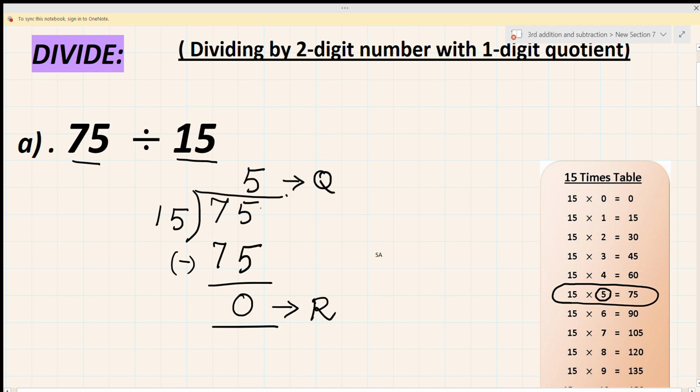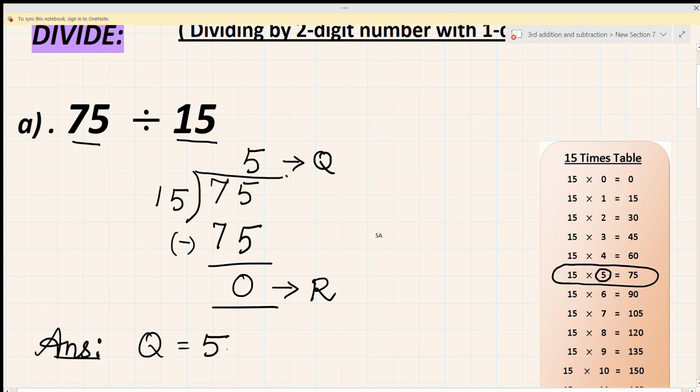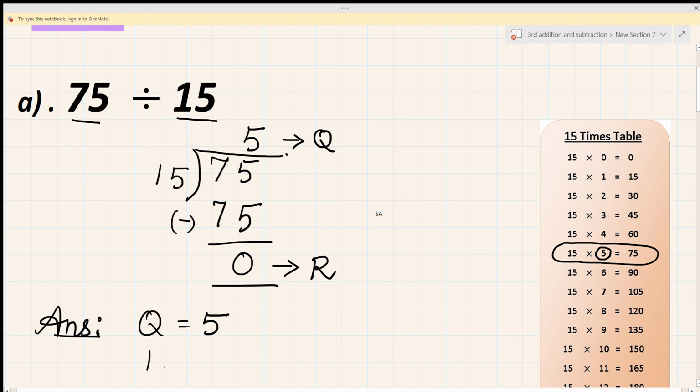Look at the dividend children. Here we are taking the digits together because we have a 2-digit divisor. So we have to take both the digits from the dividend. Now we will write down the answer. Quotient is 5. Remainder is 0. When you divide 75 by 15, you will get the quotient 5 and the remainder 0. Shall we move to the next question, children?